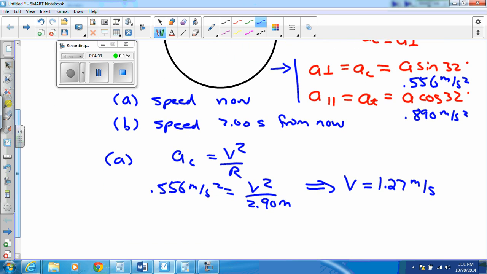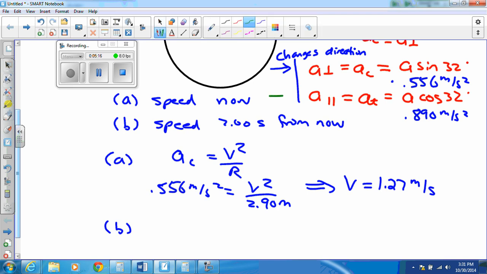Remember that it is the perpendicular or centripetal component of acceleration that causes the object to move in a circle. It changes the direction of the object. And that is why I knew that I could find the speed by setting the centripetal acceleration equal to v squared over r. The 0.556 meters per second squared is the acceleration required to force the object to go in a circle.